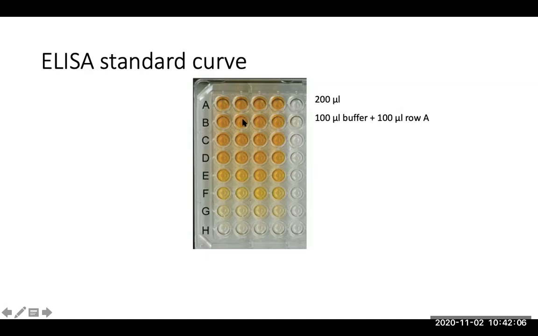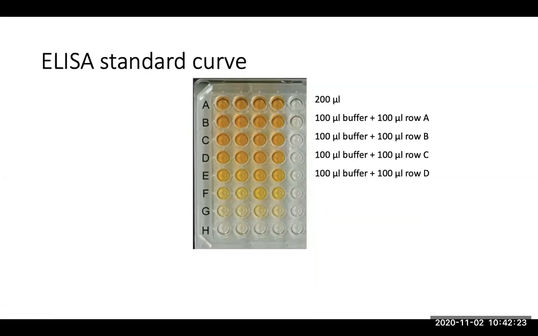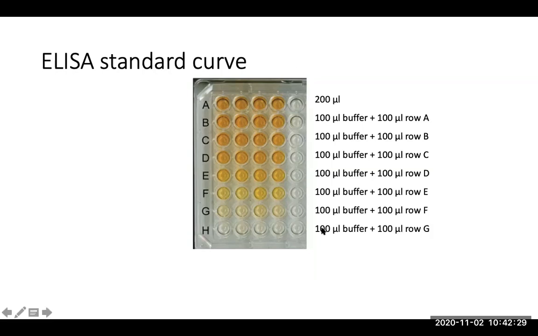So row B now has half the concentration of row A. And then you'll do the same thing down the line. For row C, you'd add 100 microliters of buffer into all the wells in row C, and then add 100 microliters from row B into row C. And same thing for row D, row E, row F, row G, and row H, all the way down. So each time you move down the column, the concentration is cut in half. And you can see that reflected in the intensity of the color.